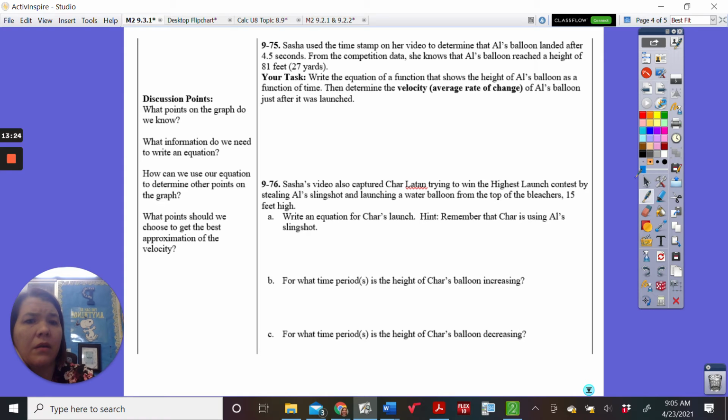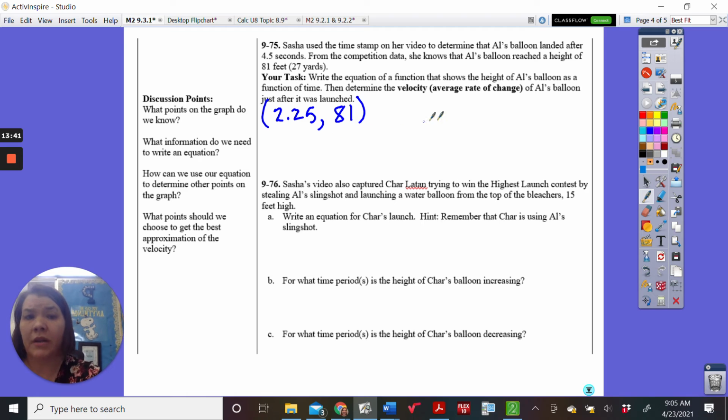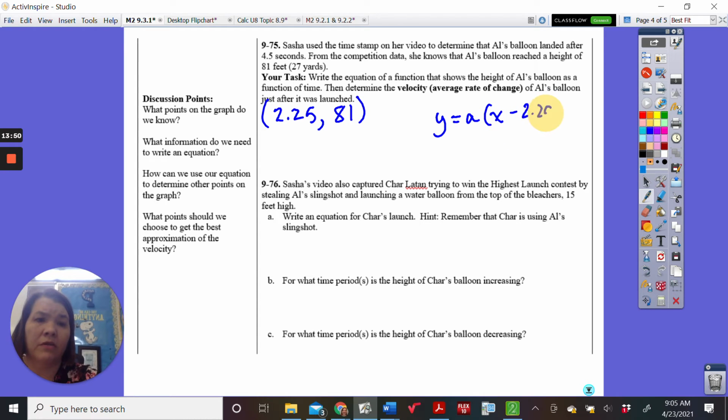Okay. All right. So it landed at 4.5 seconds. That means it reached its maximum height halfway in between at 2.25 seconds, max height, which was 81 feet. So that's our vertex. So we know it's y equals some a, x minus 2.25 squared plus 81. We just need to figure out what a is, knowing that at 4.5 seconds it's at 0. So I'm going to get 2.25 squared when I plug in 4.5 plus 81.